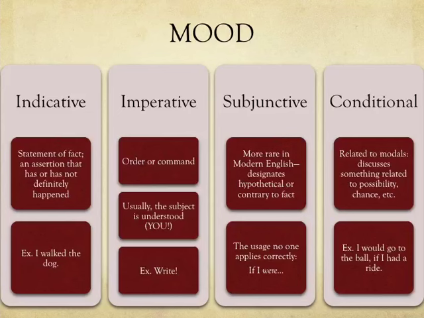So the next two, the subjunctive and the conditional, are a little bit confusing to separate from each other. And that's because the subjunctive, we don't use it very often in modern English, and so when it is used, it might sound like it is a conditional. But the subjunctive is used to designate hypothetical situations or situations that are contrary to fact. So the usage that most people could think of in relation to this is when you say, if I were.